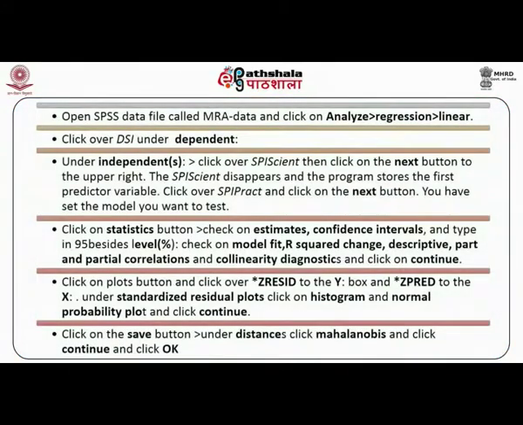The multiple regression analysis SPSS commands. The commands are as follows: open SPSS data file called MRA data and click on Analyze, go to Regression and to Linear. Click over DSI under Dependent. Under Independent or Independents, click over SPScience and then click on the next button to the upper right. The SPScience disappears and the program stores the first predictor variable for you. Click over the SPI practitioner and click on the next button. You have set the model that you want to test.